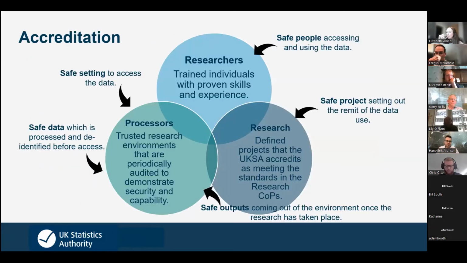So this slide really sets out the three sides that there is to accreditation. Researchers themselves need to be accredited, research projects that researchers work on need to be accredited, and then the processing environment, or TRE, that is providing access to that data needs to be accredited.